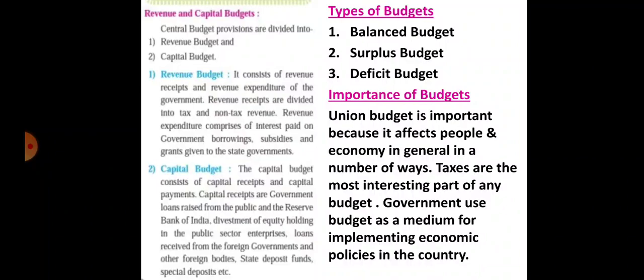This concept of the balanced budget is advocated by classical economists like Adam Smith, and it was considered natural in its effects on the working of the economy. The modern economists believe that the policy of balanced budget may not always be suitable for the economy. The next type of budget is the surplus budget. When estimated government receipts are more than the estimated government expenditure, that is called the surplus budget.